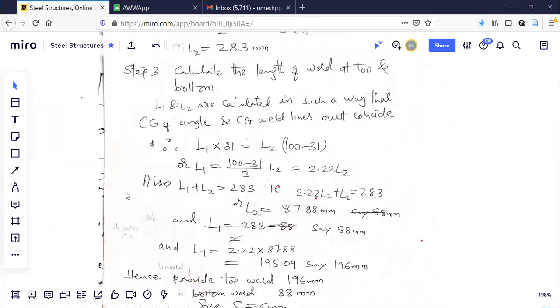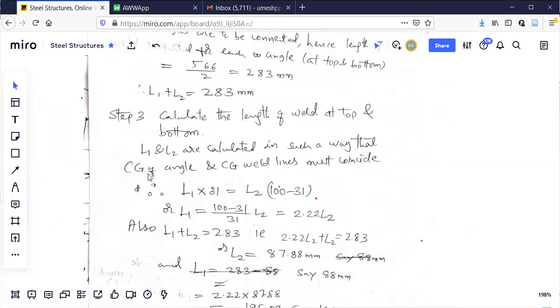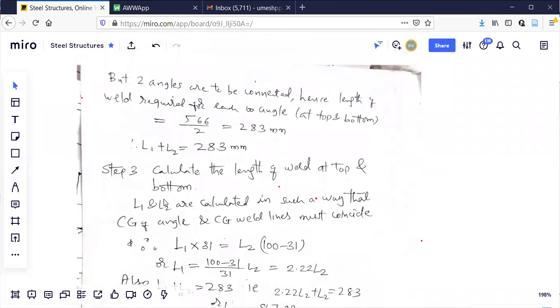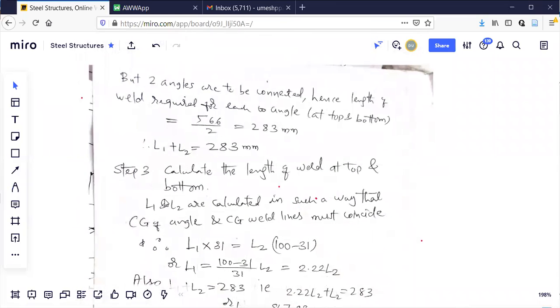So this is step number 3, the last step. Now one more thing has happened, since there are two angles, not a single angle. Single angle problems are also there. Here two angles are connected back to back. You see here, the ultimate force that has to be resisted is 400 kilonewton. Because of 400, we use two angles.